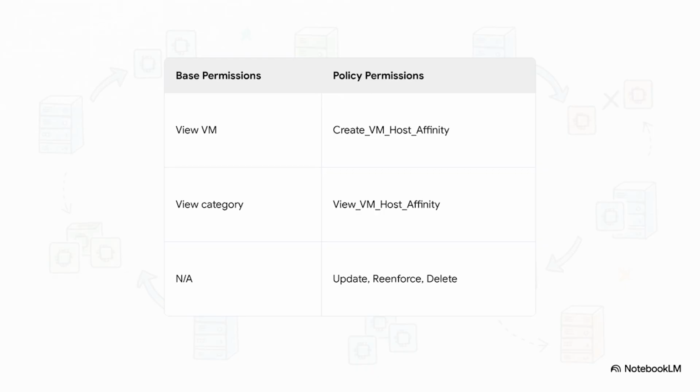An admin can't just be handed a create VM host affinity policy permission and expect it to magically work in a vacuum. Because these policies in Prism Central rely on assigning categories to VMs, the user's role absolutely must include the base permissions to actually view the VMs and view the categories first. Only then do the specific create, update, or delete policy permissions actually become functional.